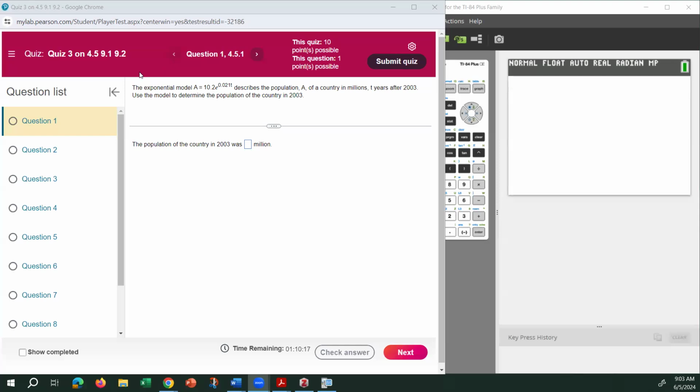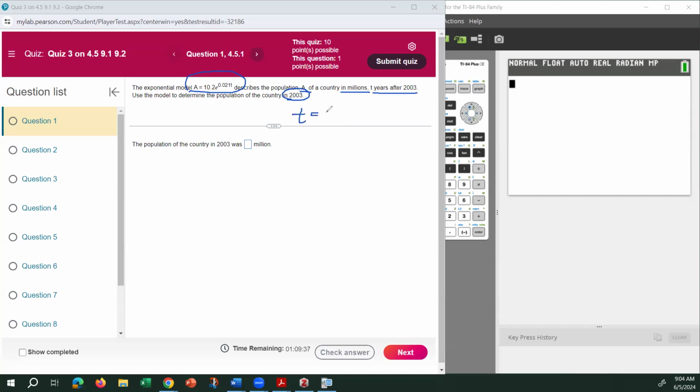In this session, we're going to go over the quiz 3 problems. Okay, here's the first one, the exponential model, A equals 10.2 e to the 0.021 t describes the population A of a country in millions t years after 2003. So we're given the model, and we're given that A is the population in millions, and T is years after 2003. Use the model to determine the population in the country in 2003.